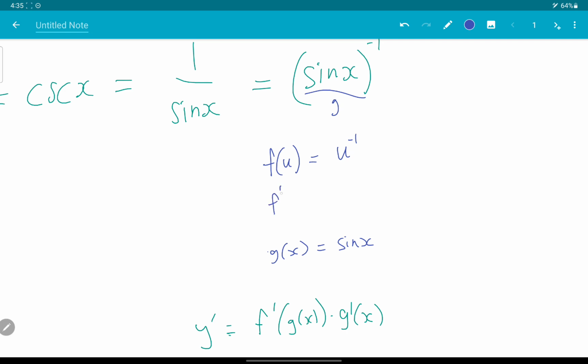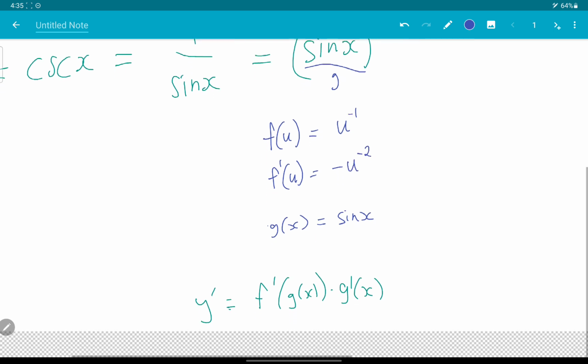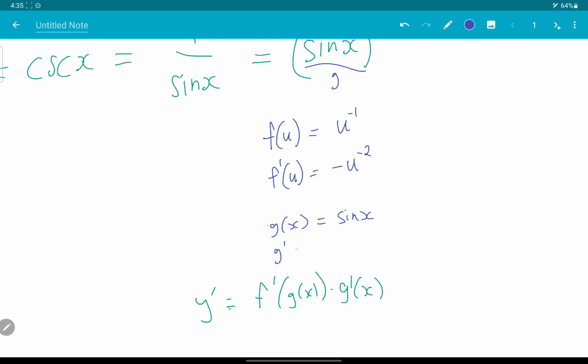F prime, I can find that fairly easily. I use my power rule here. The negative 1 comes down, and I subtract 1 from the exponent. For g prime of x, this is a memorized formula: cos x. Okay.